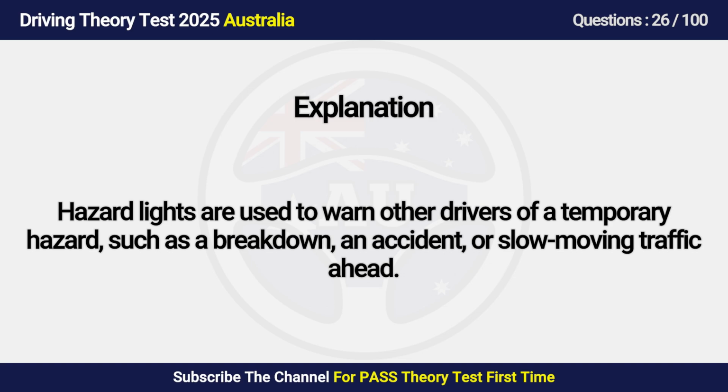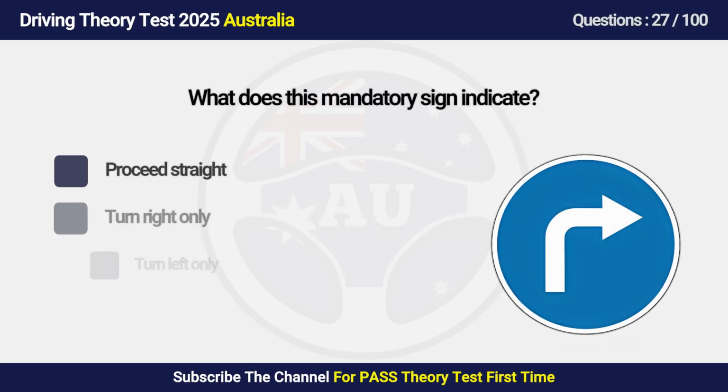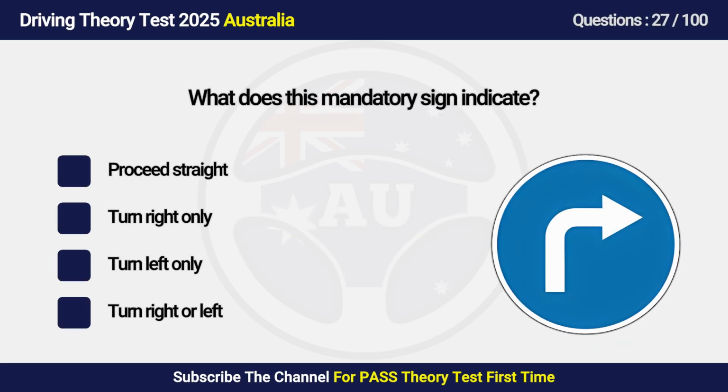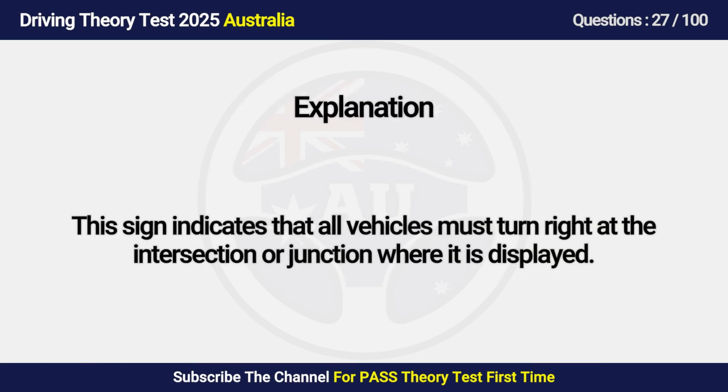traffic ahead. Question 27. What does this mandatory sign indicate? A. Proceed straight. B. Turn right only. C. Turn left only. D. Turn right or left. Answer is B. Turn right only. This sign indicates that all vehicles must turn right at the intersection or junction where it is displayed.